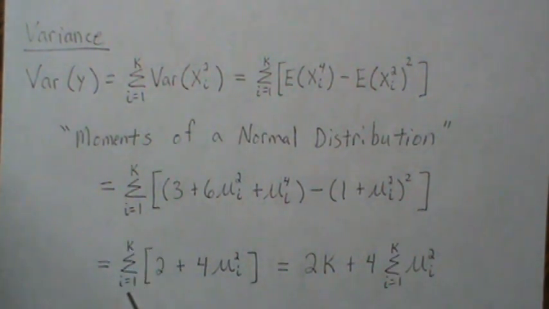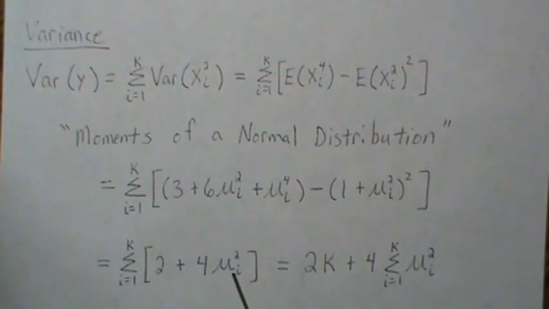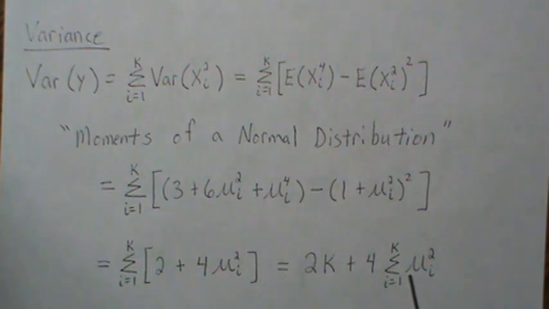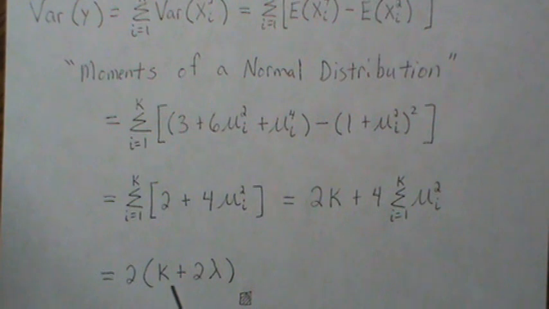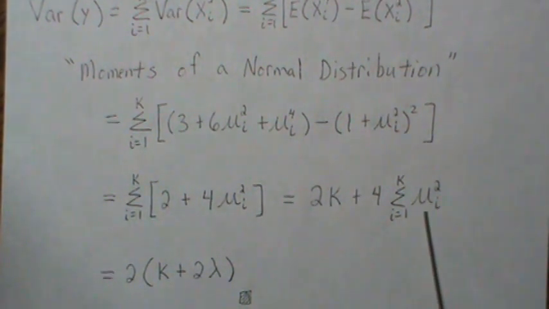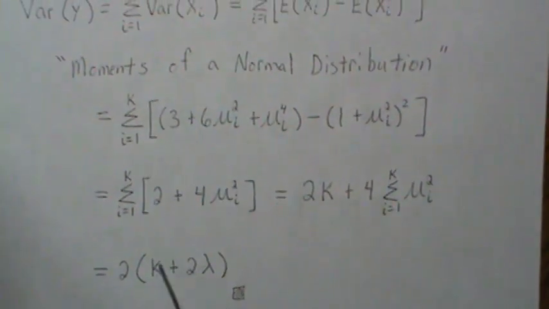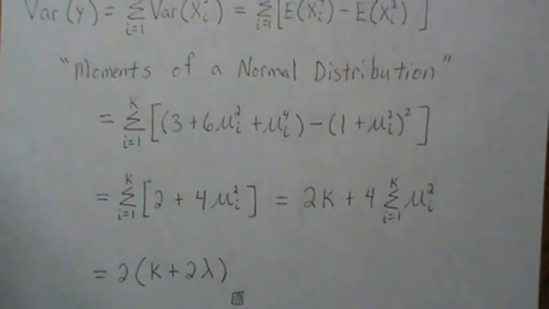And then we take the sum. So there's going to be 2 times k of these. And then there's going to be 4 times the sum of these mu i squareds. Well, we can factor out a 2. We're left with 2 times k plus 2 times lambda, where lambda is the sum of the mu i squareds. And that's the variance of a non-central chi-squared.